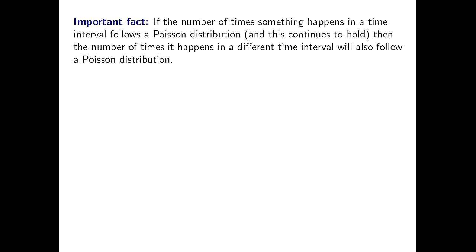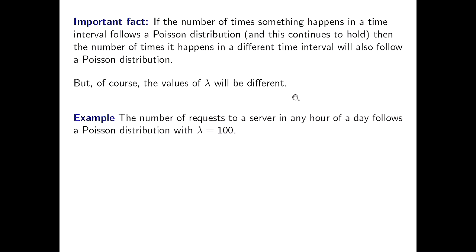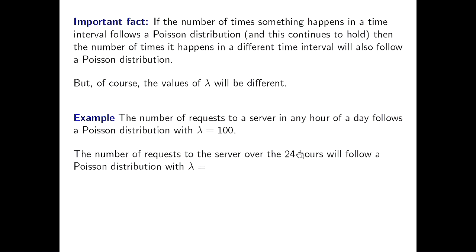Okay, one last final important fact is that if something is Poisson distributed and it stays being Poisson distributed, then the number of times it happens in a different time interval will also follow a Poisson distribution. So for example, with a different value of lambda. So for example, if the number of requests to a server in any hour of a day is Poisson with lambda equals 100, then the number of requests to the server over 24 hours will be Poisson as well, but now our lambda will be 2400, right?